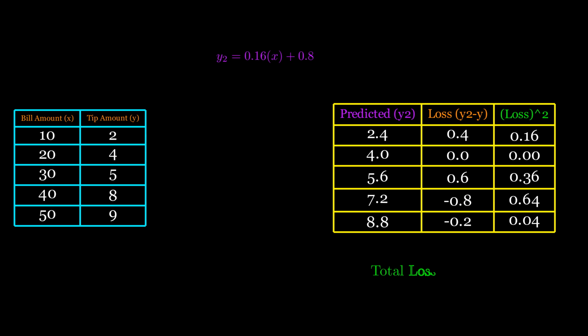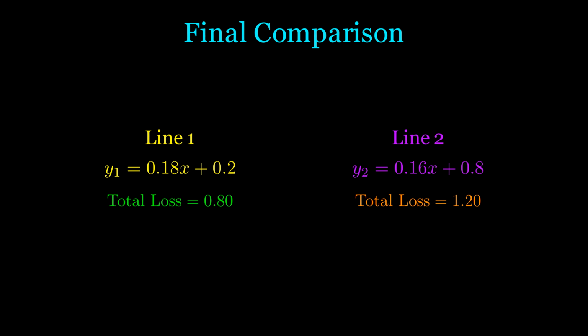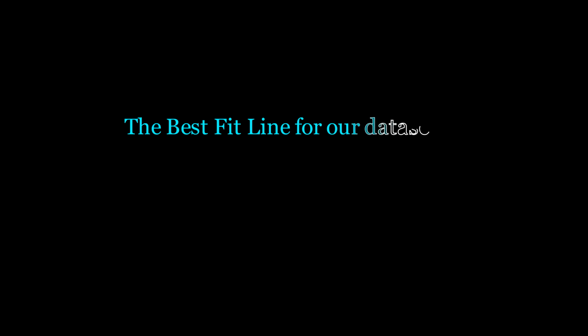Similarly, we repeat this entire process for the second line equation, which gives us a total loss of 1.20. After calculating the total loss for both lines, we can compare the results. Since line 1 yields the minimum loss, 0.80, compared to 1.20, it is identified as the line of best fit for our dataset.